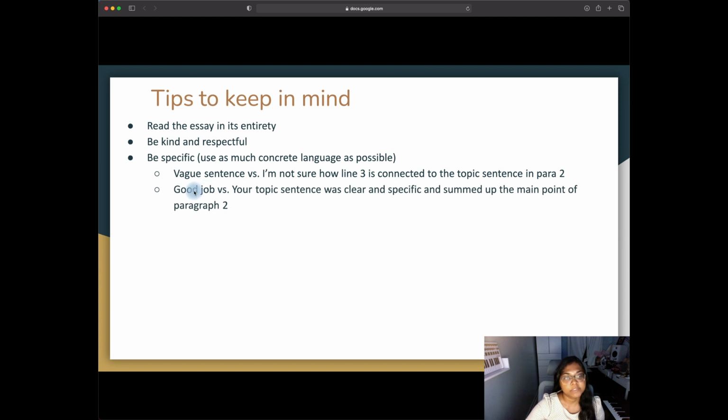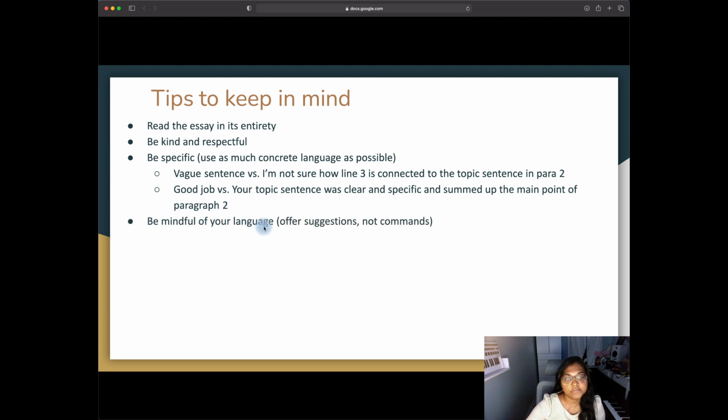Another example of being specific, instead of saying good job, you can say your topic sentence was clear and specific and summed up the main point of paragraph 2. So now they know, oh wait, that topic sentence of paragraph 2 was really good. I can use that as a model for my other topic sentences. So that's an example of how being very specific in your feedback and using very concrete language can help your classmates to learn and improve on their work.